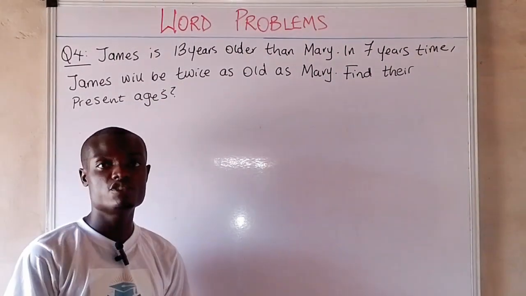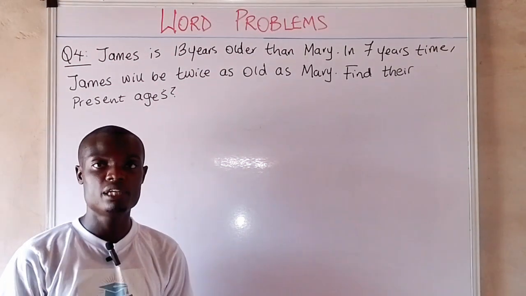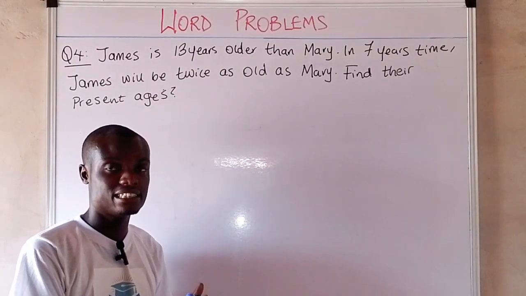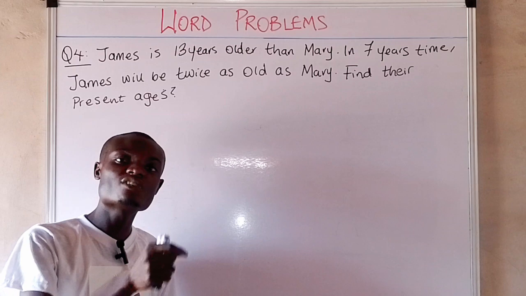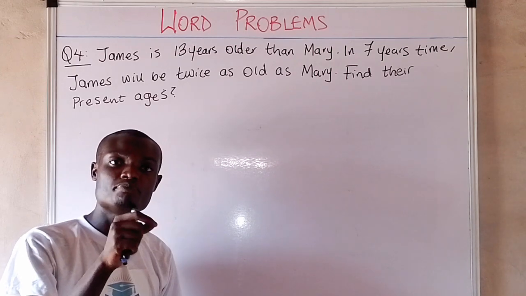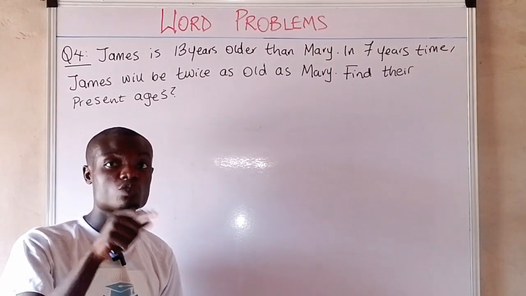If we have two individuals, let's say A and B, and A is 10 years, and we are told that B is 15 years older than A, it simply means that B is 15 plus 10, and that will give us 25 years.